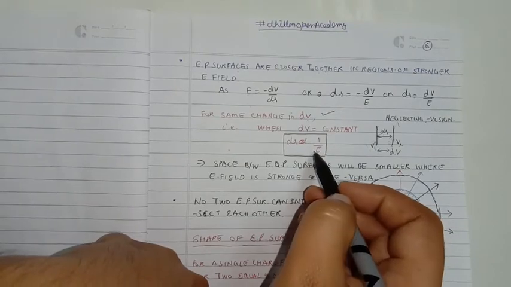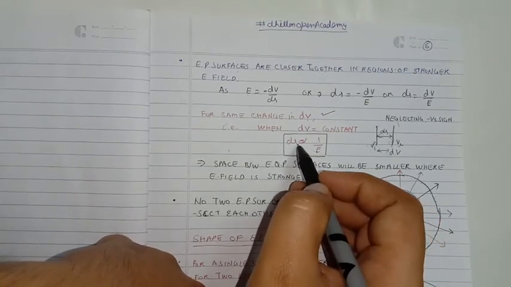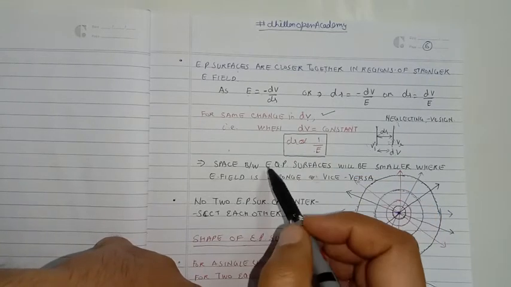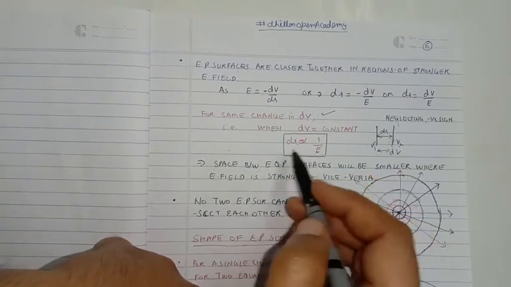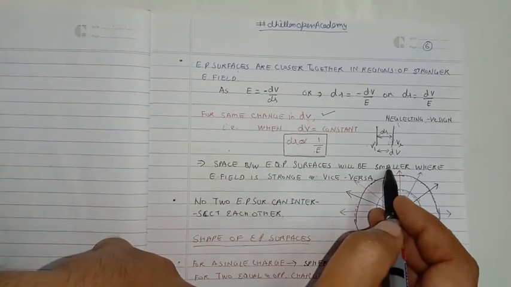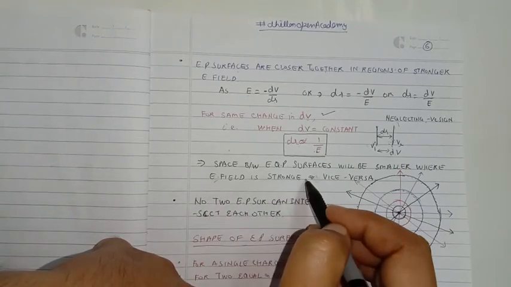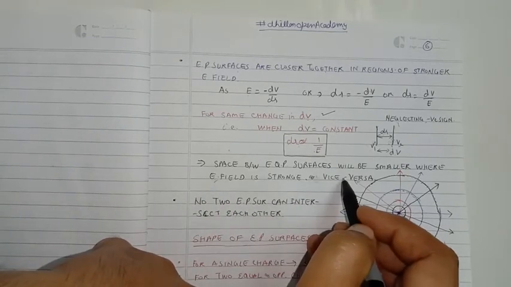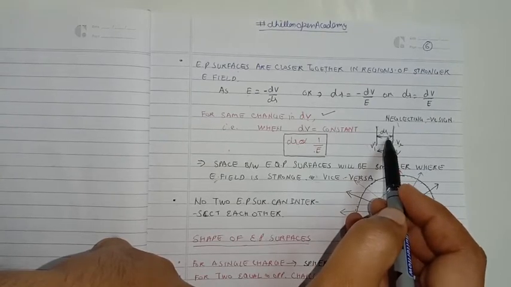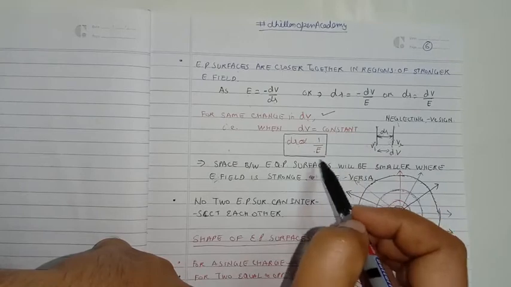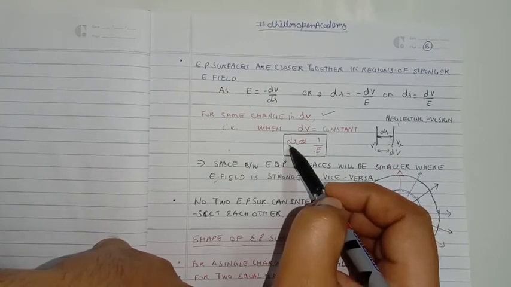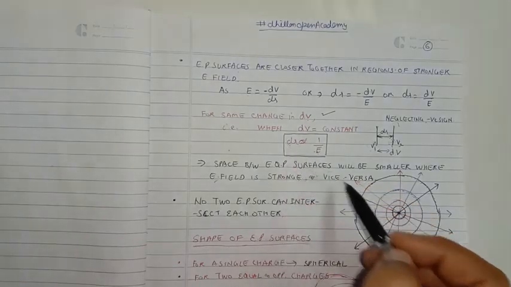Now how does this relation tell us where the strength of the field will be weaker or stronger? This equation tells us that the distance between equipotential surfaces will be smaller where the electric field is stronger, and vice versa. That is, the distance between two equipotential surfaces will be less where the electric field is stronger, but in the regions where the electric field is weaker, when E is smaller, the gap between the equipotential surfaces will be larger.